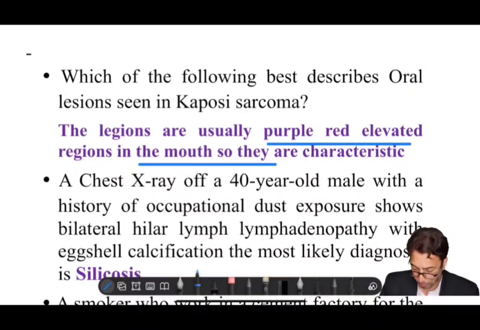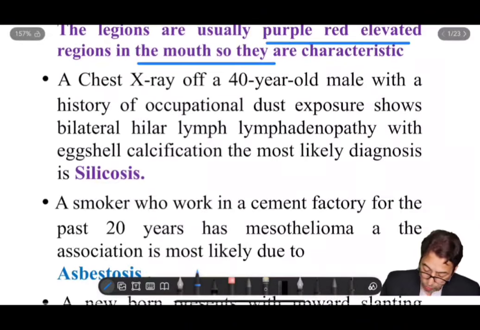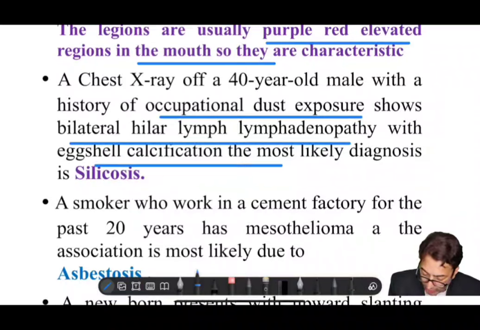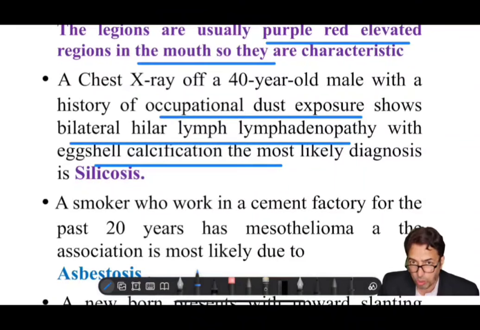Remember this fact. Now, the second question which was asked was a chest radiograph of a 40-year-old male with occupational dust exposure. So there is a history of occupational dust exposure and bilateral hilar lymphadenopathy with eggshell calcification. The most likely diagnosis is, so this is very important. Now, the choices given were tuberculosis, sarcoidosis, and asbestosis.